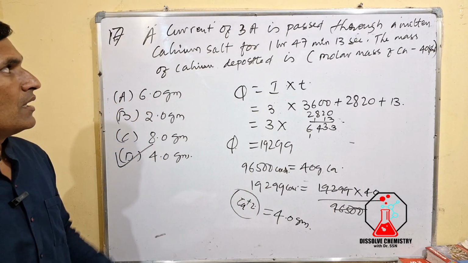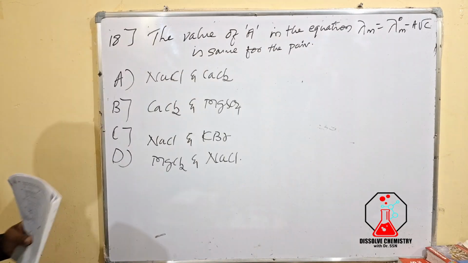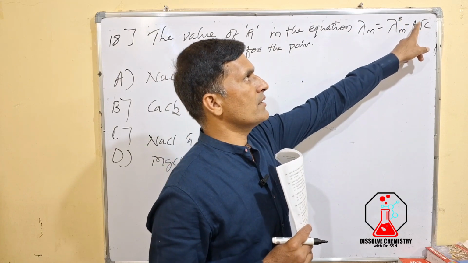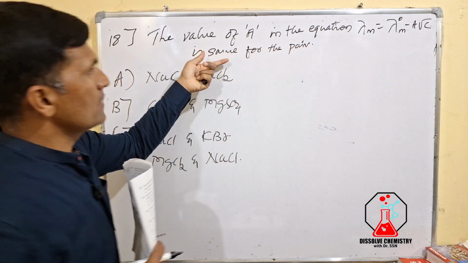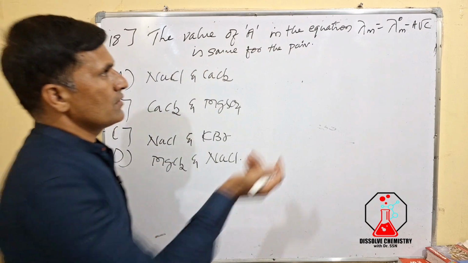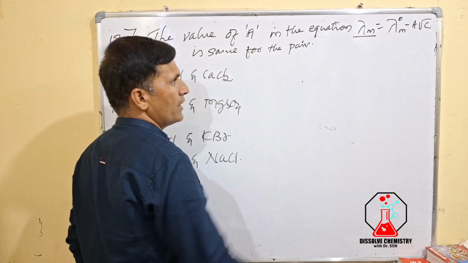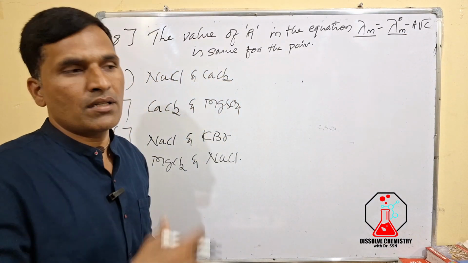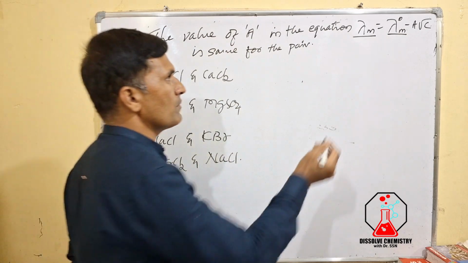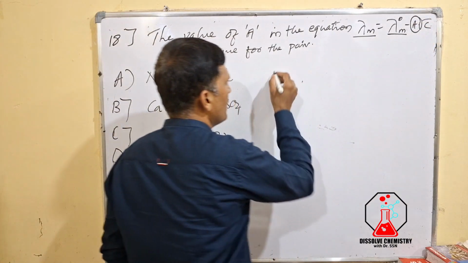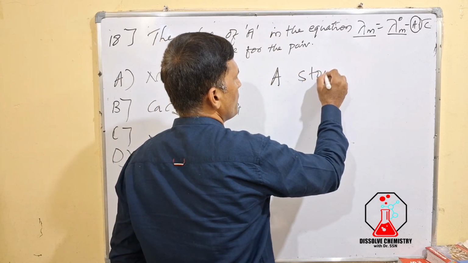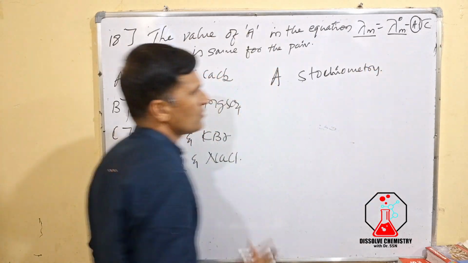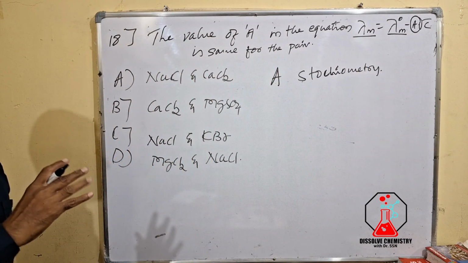Fine. Let us move on to the next question. The value of A in the given equation lambda m is equal to lambda naught m minus A into under root C is the same for which pair? Lambda m is molar conductance, lambda naught m is molar conductance at infinite dilution, and under root C is the concentration. You should remember this A is a constant, and A depends upon the stoichiometric coefficient.